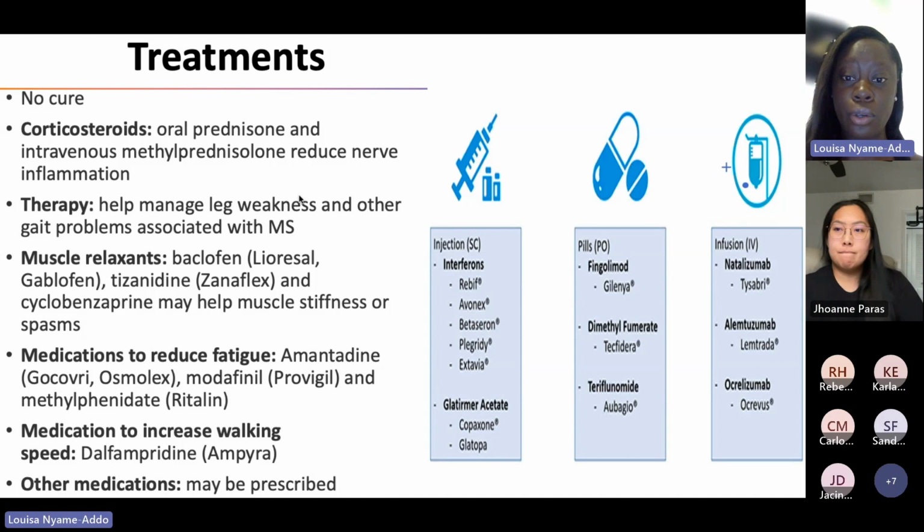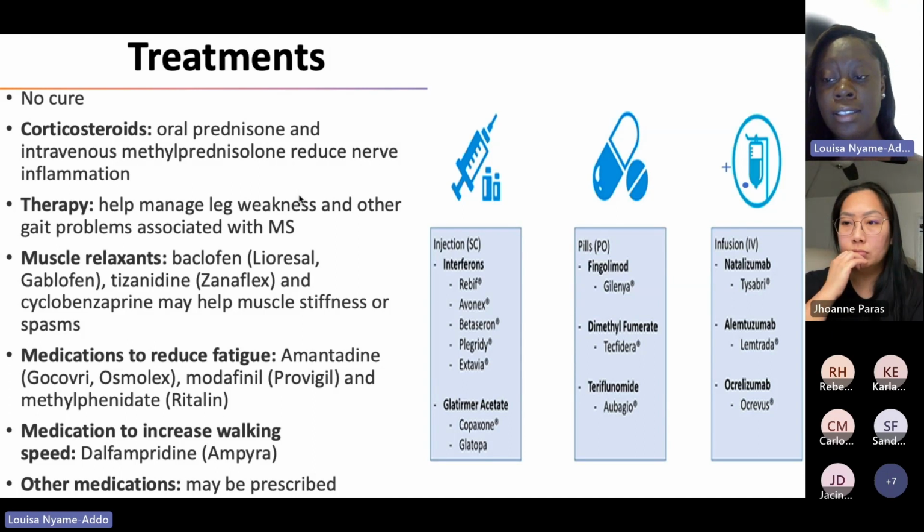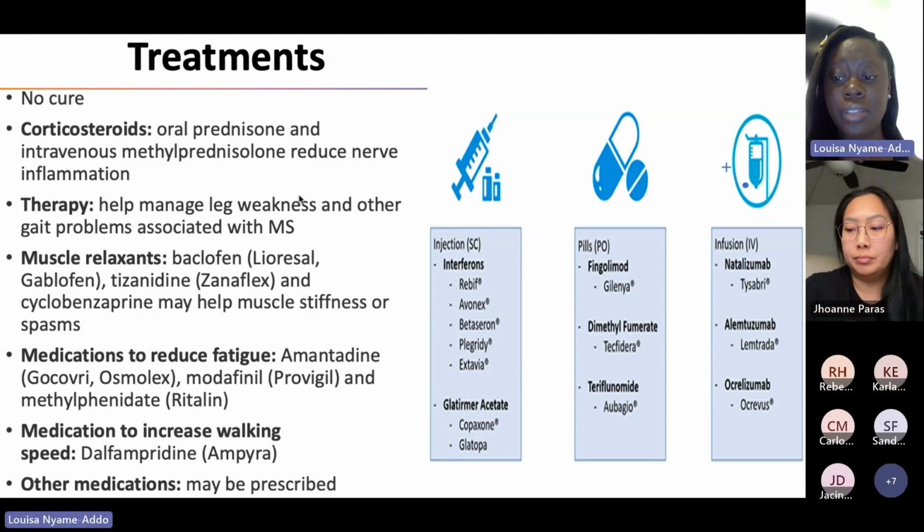And as you can see on your screen, there's also 3 different types of treatments that may be given. They're injectable, oral, or infusion. Injectable include interferon beta medications, which may decrease inflammation and increase nerve growth. The oral include teriflunomide and dimethyl fumarate, which can also reduce the relapse rate. And the infusion treatment include natalizumab or ocrelizumab, which are monoclonal antibodies that have been shown to decrease relapse rates and slow down the risk of disability.